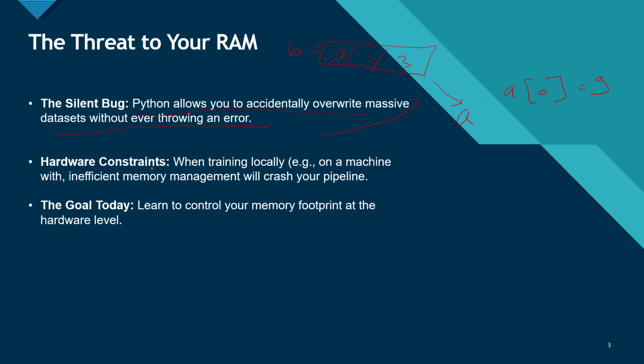Next we have the hardware constraint. When training locally on a machine, inefficient memory management will crash our pipeline. Think of it like this: if you have millions of data points and you are training locally without proper memory management, it will crash. We will also see this in the Jupyter Notebook example. So what we learn today is to control your memory footprint at the hardware level.